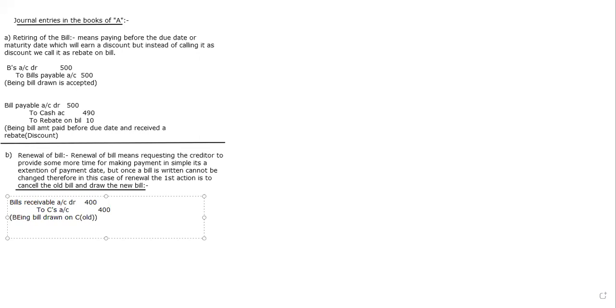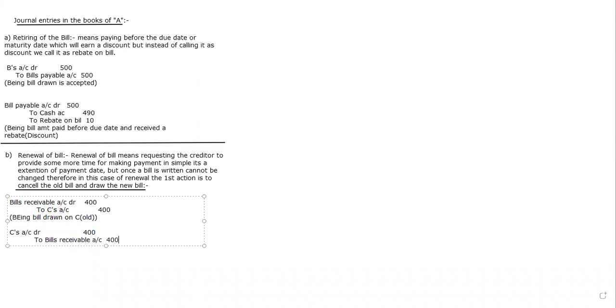Simply we are going to go for reversing the entry. Whatever we have written as bills receivable to C's account, now we are going to reverse the entry. Cancellation, meaning reversing the entry. So here I'm going to write C's account debit 400 to bills receivable.